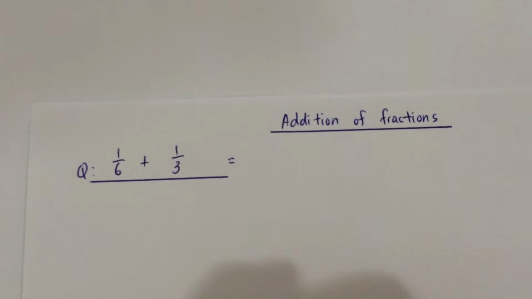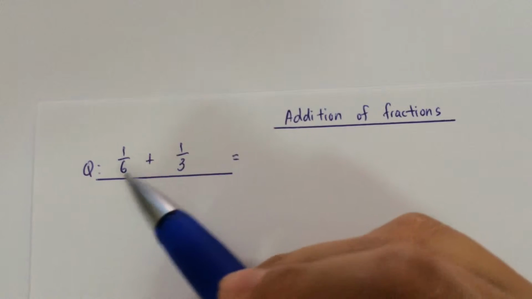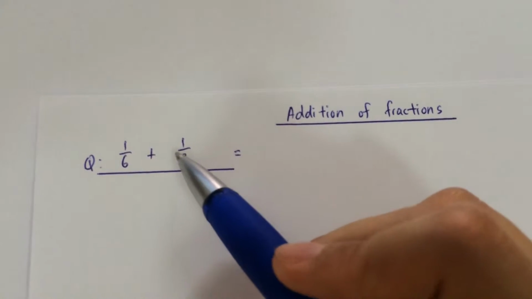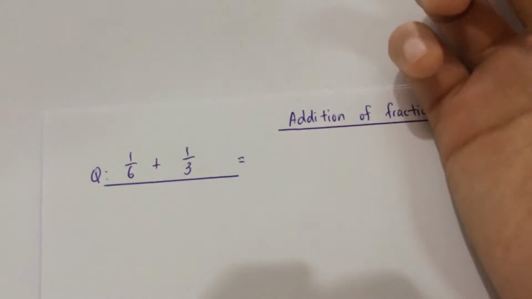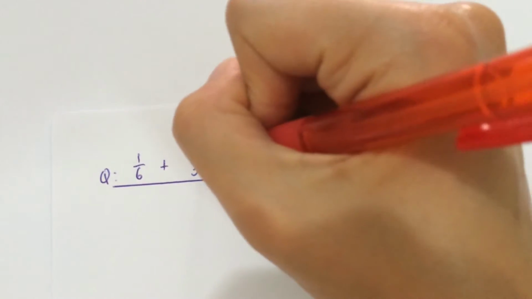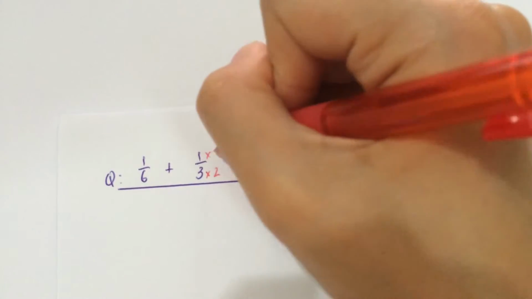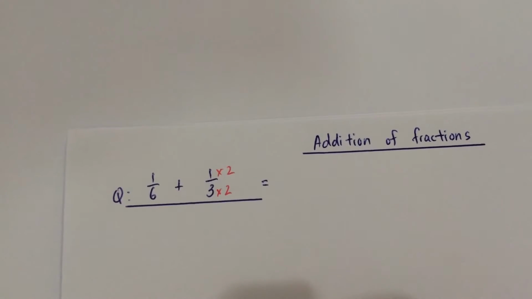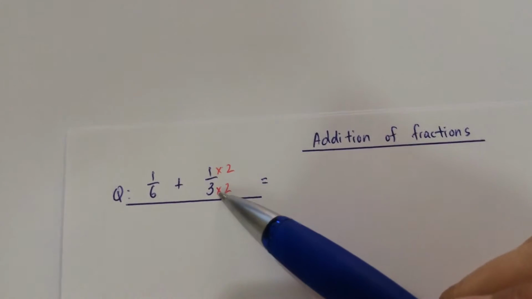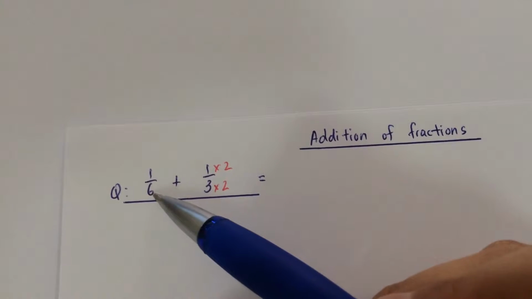Alright, so in order to add it, I need to make the denominator the same. So what I'm going to do to 3 is I'm going to make 3 become 6. And in order to do that, I will multiply it by 2. I've used my red pen to write my notes, right? So 3 times 2 will give me a denominator of 6, which is the same.